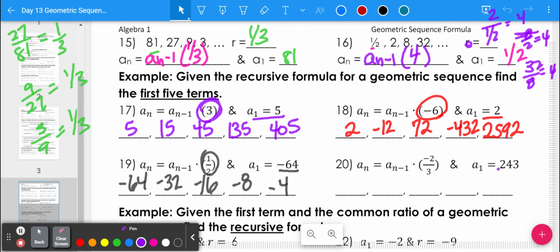And then for this last one, my first term is 243. I know that I'm multiplying these values each time by negative 2/3. So if I do that, my next term will be negative 162, times negative 2/3, which gives me 108, times negative 2/3, which gives me negative 72, times negative 2/3, which will give me positive 48. Again, all this is calculator work.